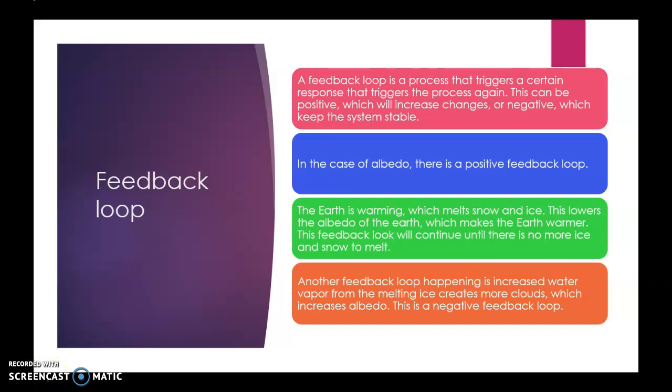The way that albedo is a positive feedback loop is because the Earth is warming, which melts snow and ice. This lowers the albedo of the Earth, which makes the Earth even warmer, which in turn continues to melt snow and ice. This feedback loop will likely continue until there's no more ice and snow to melt.